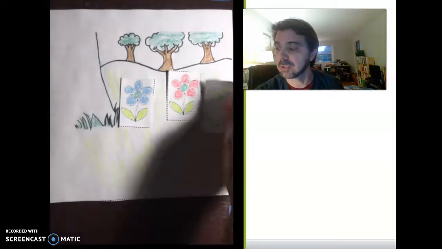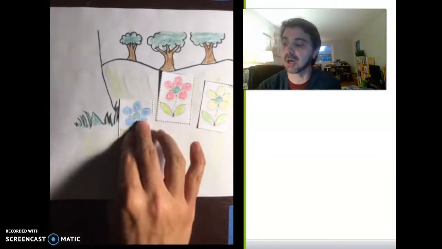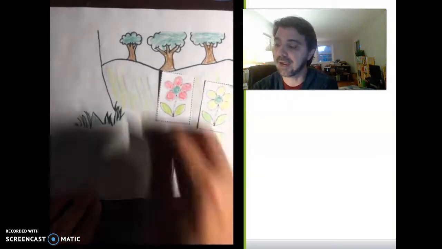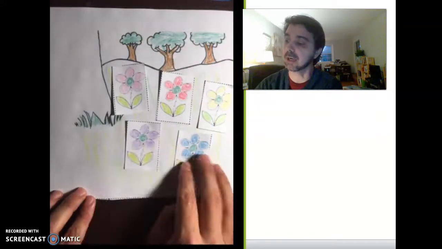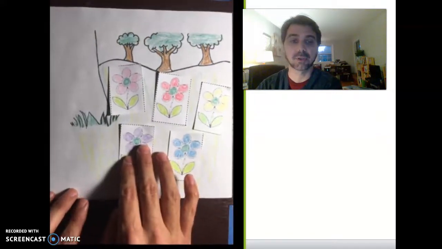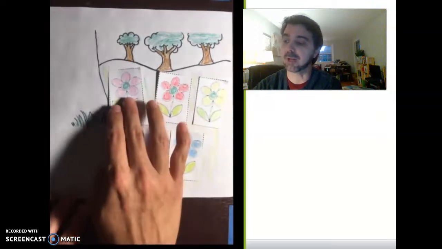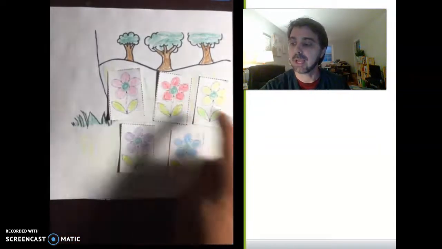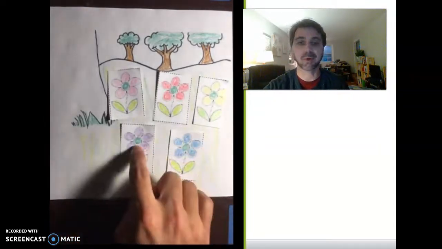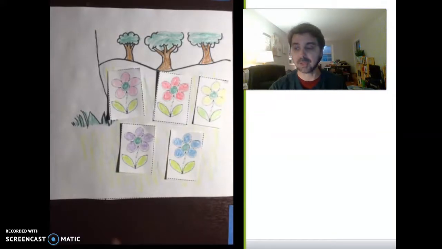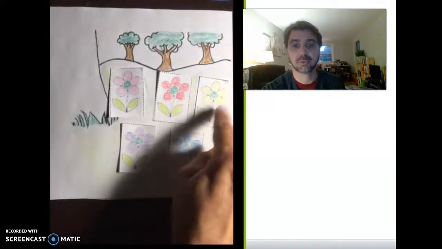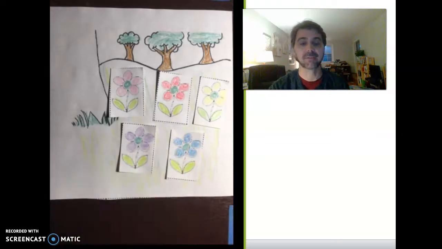Let's try another one. Let's say this is Bob's garden. Bob's got 5 flowers. I actually have a friend named Bob, and he's a gardener, so this makes sense. So we've got 5 flowers. We've got a pink flower, red, a yellow, a blue, and a purple flower. So we have 5 flowers. Let's check. Want to count? Okay, 1, 2, 3, 4, 5.